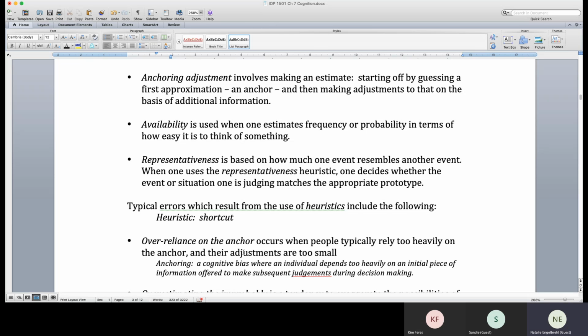So let's look at the first one there. Anchoring and adjustment. This involves making an estimate, starting off by guessing a first approximation, an anchor, and then making adjustments to that on the basis of additional information.